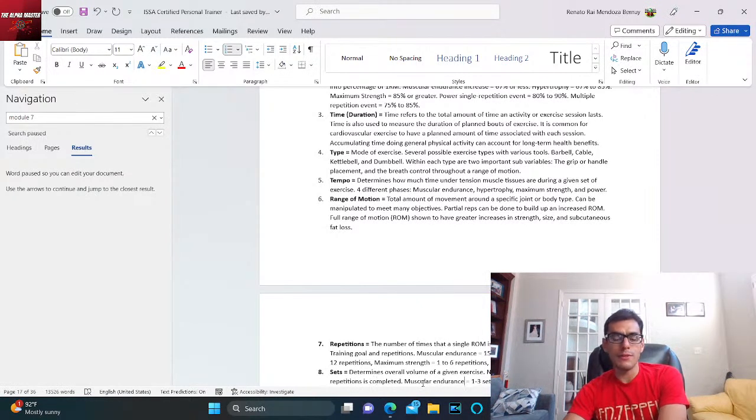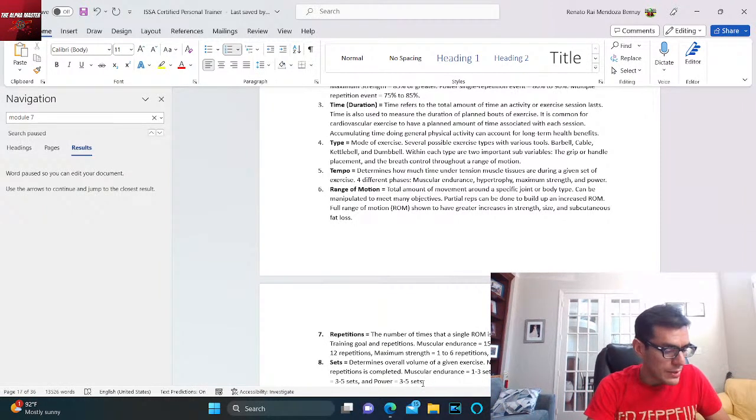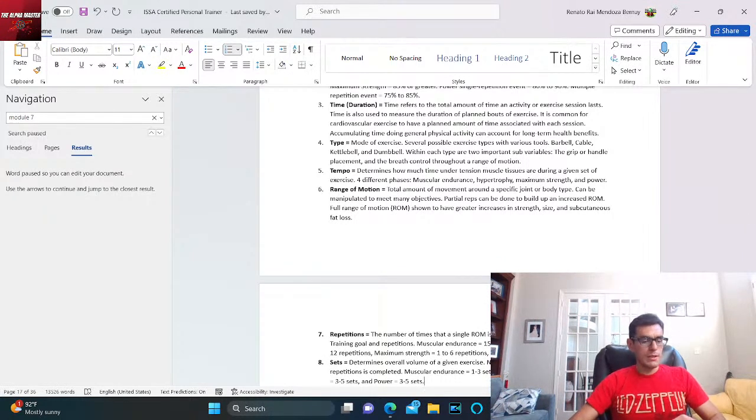For muscular endurance, you have 1 to 3 sets. For hypertrophy, you have 3 to 4 sets. For maximum strength, you have 3 to 5 sets. And for power, it is also 3 to 5 sets.